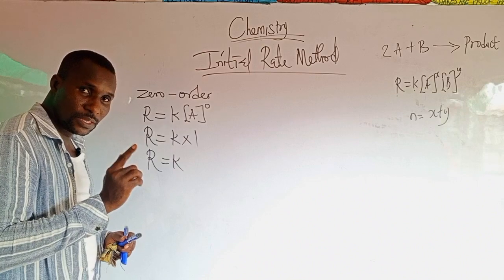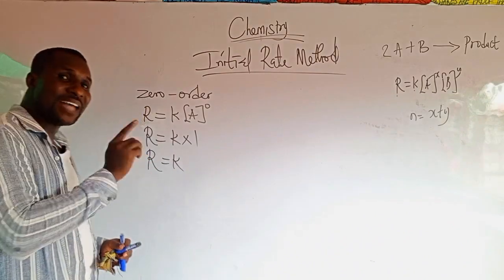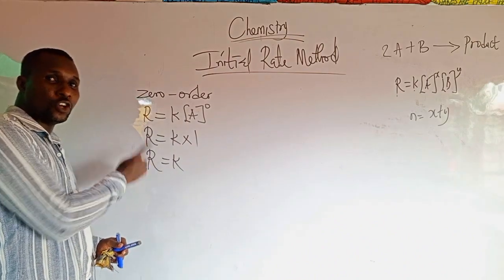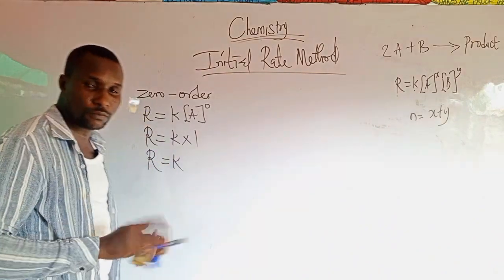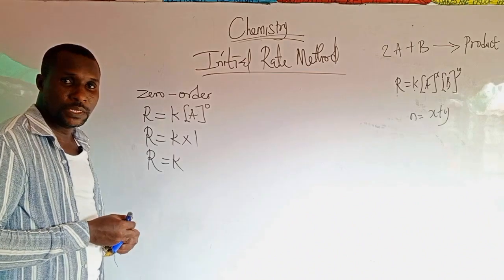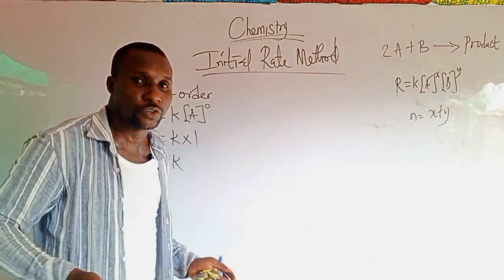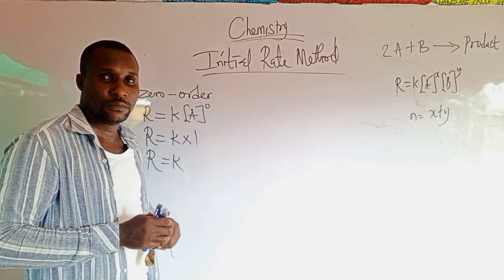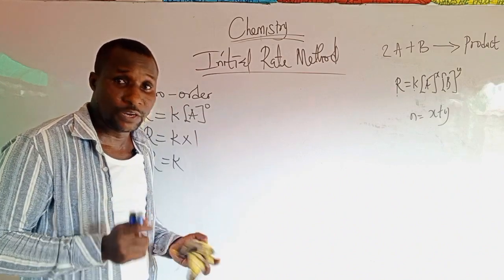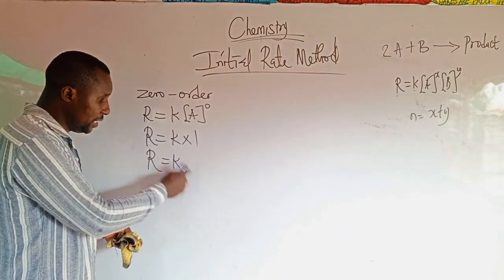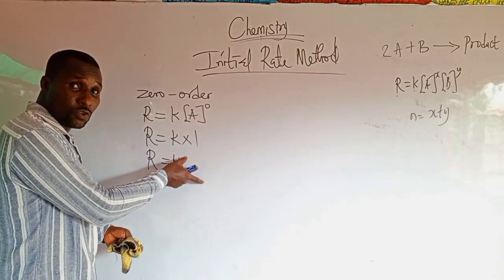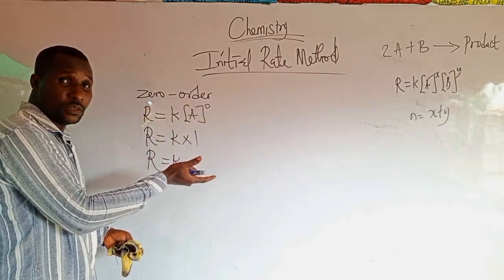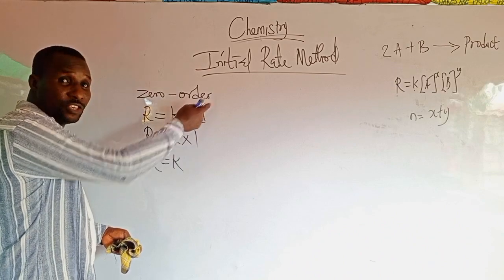Take note of this. Under zero order, the rate of reaction does not depend on concentration. That means if you increase the concentration, it doesn't affect the rate of reaction. That's the meaning. Under zero order, if you can see, there's no concentration here. Why? Because it is zero order. The concentration of A is raised to power 0.